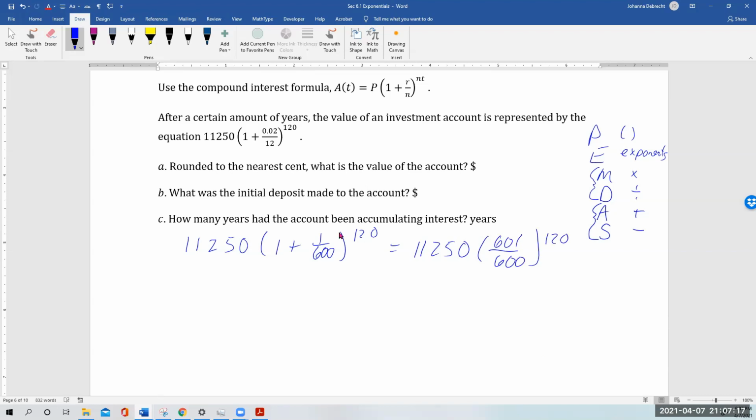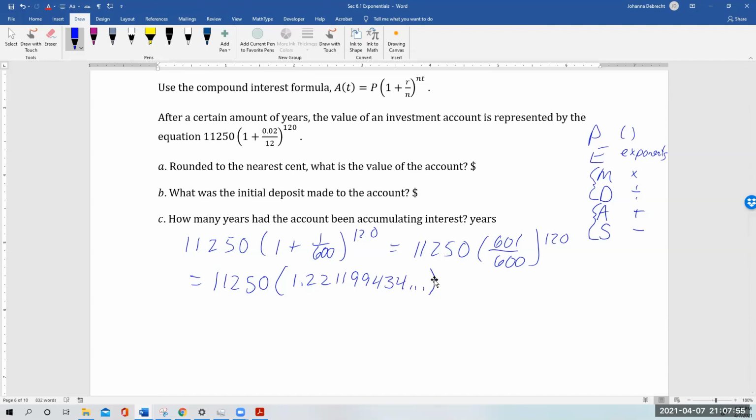Once you have the 120th power, we need to raise what's in the calculator to the 120th. Hit your x to the y or y to the x or caret symbol to get it in the exponent, then enter 120 and hit enter. My calculator gave me the following value, 11,250 multiplied by approximately 1.221199434, and it keeps going. This is probably an irrational number that never repeats and never stops.